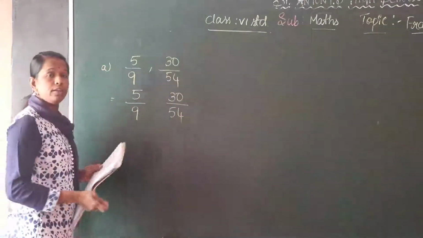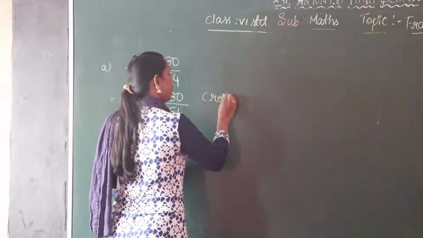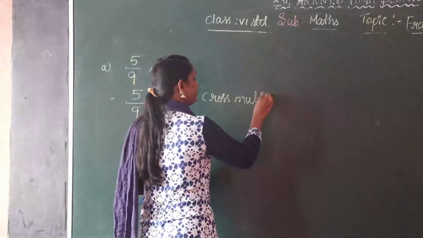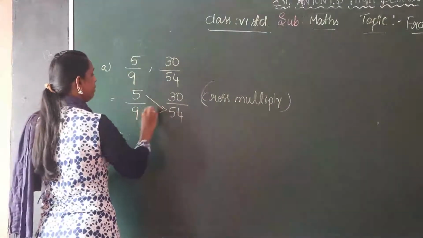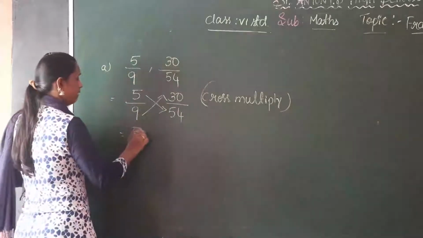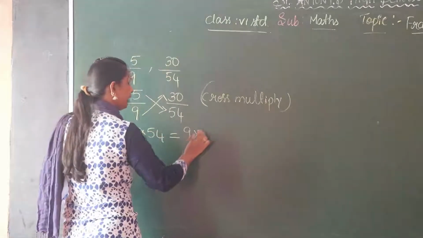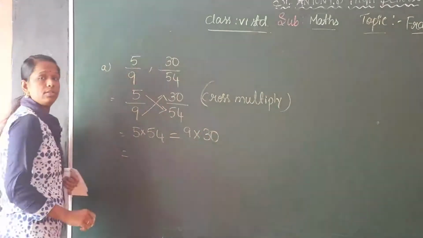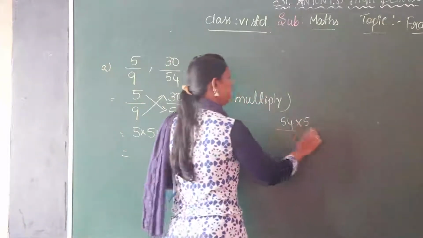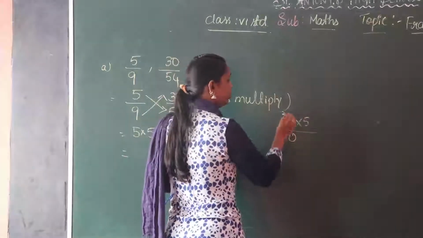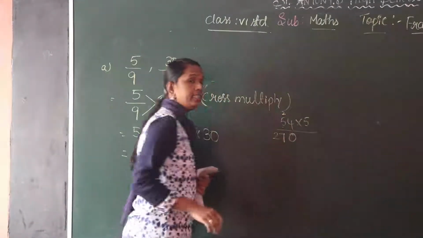The first step to find the equivalent fraction is cross multiplication. Cross multiply. 5 into 54, 9 into 30. 5 into 54 is equal to 9 into 30. Multiplication we can do in the rough column. 54 into 5. 5 4s are 20, 2 carry. 5 5s are 25 plus 2, 27.